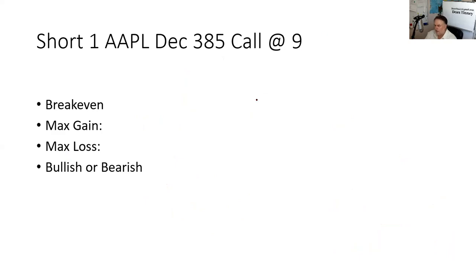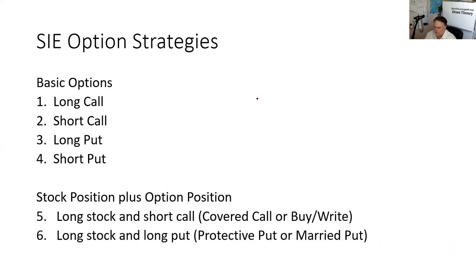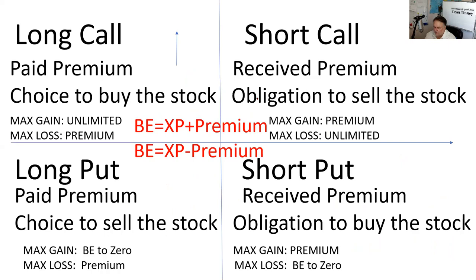Well, we have 2 types of contracts, calls and puts. You can either buy them or sell them. And so that means we have 4 basic positions. So again, you can either memorize the matrix. I say, what can you tell me about a long put?